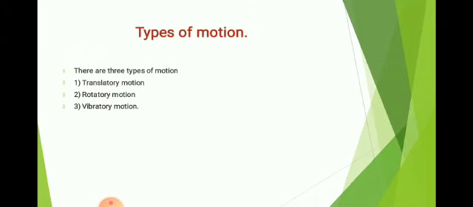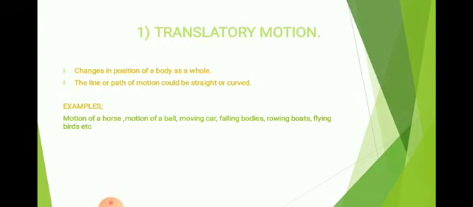So there are three types of motion, that are translatory, rotatory, and vibratory motion. In translatory motion, the position of a body changes as a whole and the line or path of the motion could be straight or curved. For example, the motion of a horse, motion of a ball, moving car, falling bodies, rowing boats, and flying birds, etc.